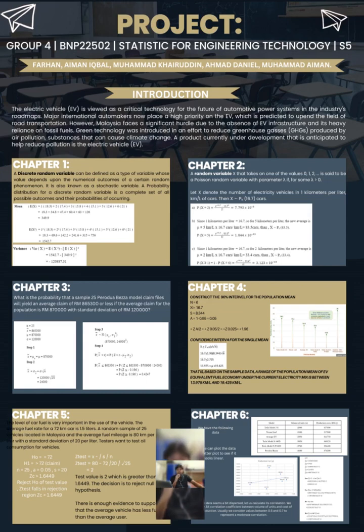So for the Z test, it is x bar minus mu divided by s over the square root of n. The Z test value we got is equal to 2. So the test value is 2, which is greater than Zc, which is 1.6449. The decision is to reject the null hypothesis. There is enough evidence to support that the average vehicle has higher fuel mileage than the average user. That's all from me. Thank you.